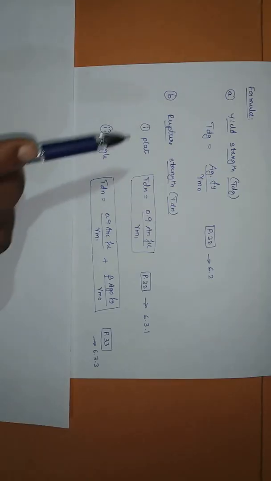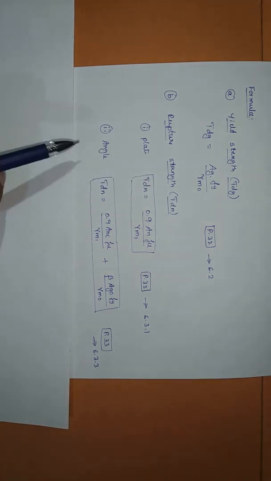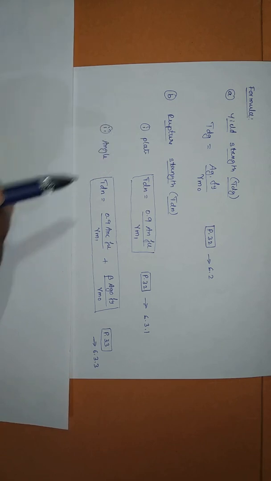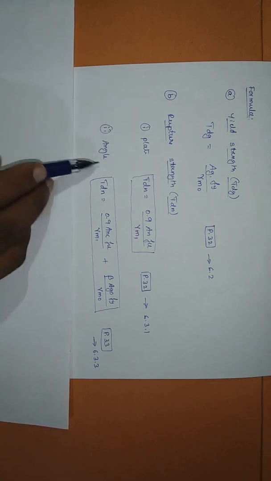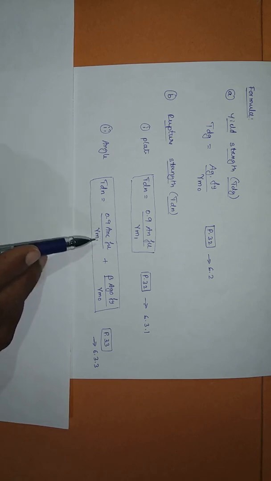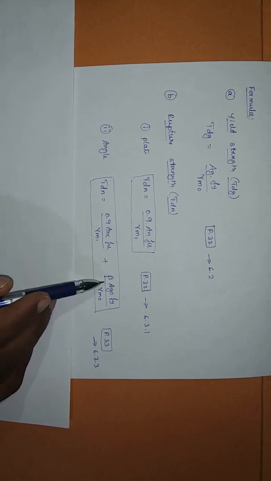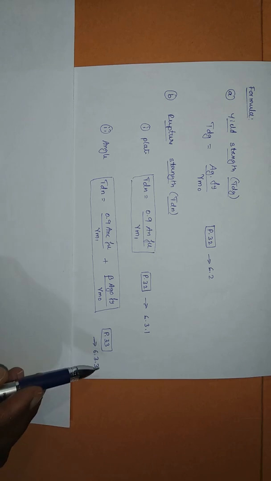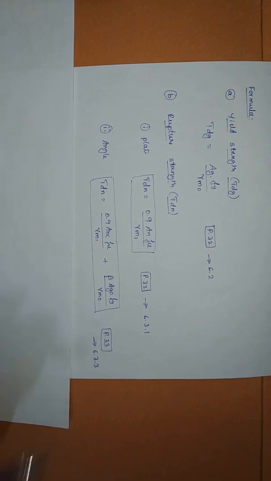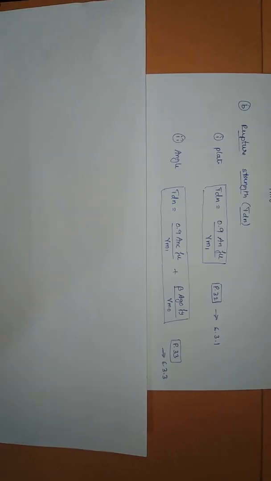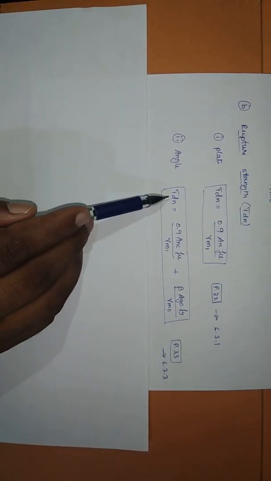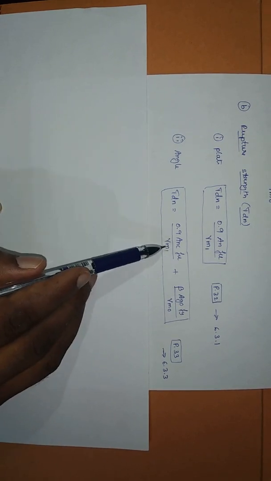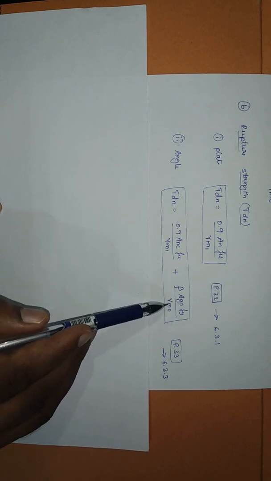In the second step we calculate rupture strength of the material. For angle section we use this formula, for plate section we use another formula. Since the question gives an angle section, we use this formula: TDN equals 0.9 ANC Fu divided by gamma M1 plus beta into AGO into Fy divided by gamma M0. That is given on page 33 of the IS code book, clause number 6.3.3. Here we cannot directly calculate the TDN value. Before that we have to calculate all these values: ANC, Fu, gamma M1, AGO, beta, Fy, gamma M0.